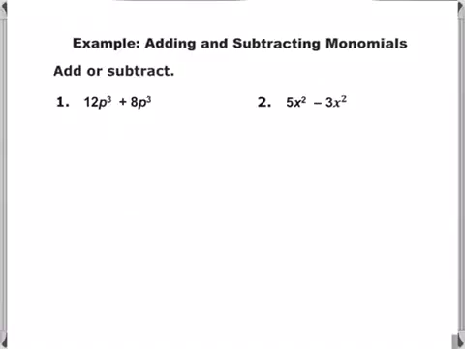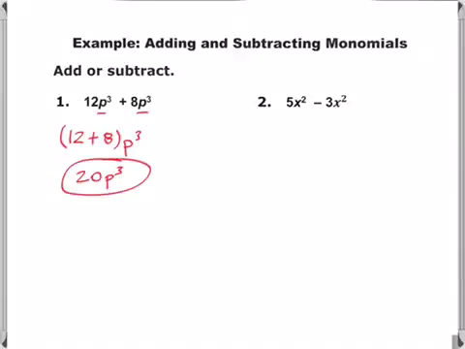So for the first one, we want to combine like terms. We've got p to the third and p to the third, so these are like terms. So we're going to add the coefficients, or the numbers out in front. So we've got 12 plus 8, p to the third. Well, 12 plus 8 is 20, so we end up with 20p to the third as our new monomial.